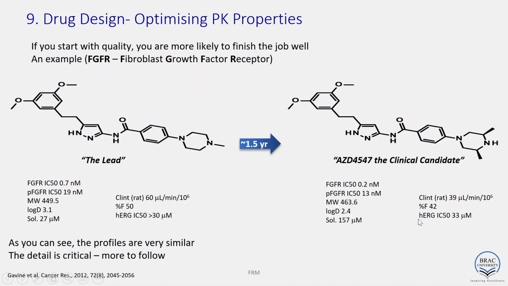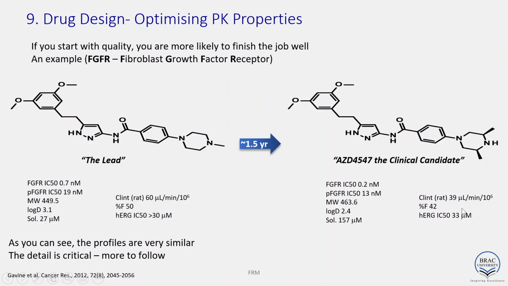Also note that the downside is that the bioavailability, F, has decreased. So this is one downside, because from 50% it has reduced to 42%. So we have to maintain a balance here. One property, F, is decreased, but a few other properties have improved drastically. For example, the solubility has improved manifold, and the clearance rate has decreased a lot.